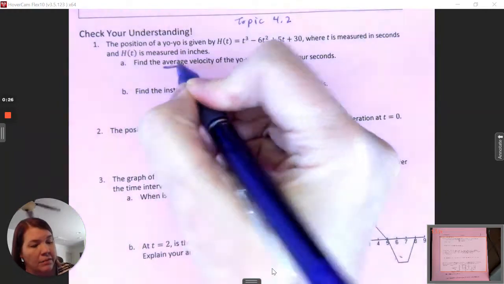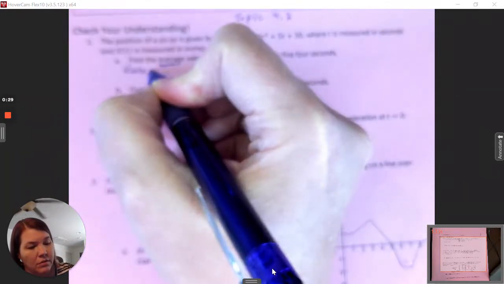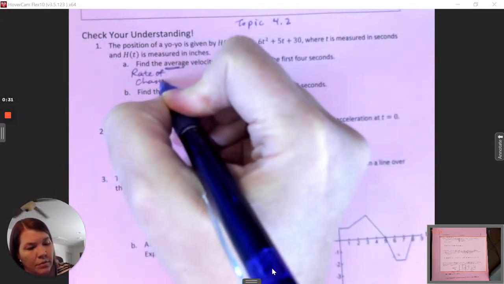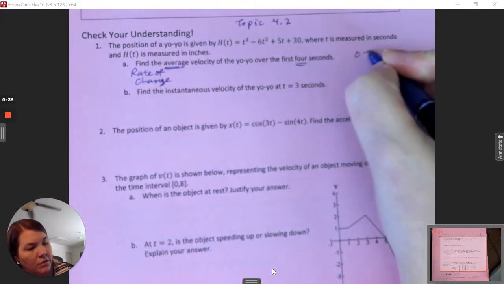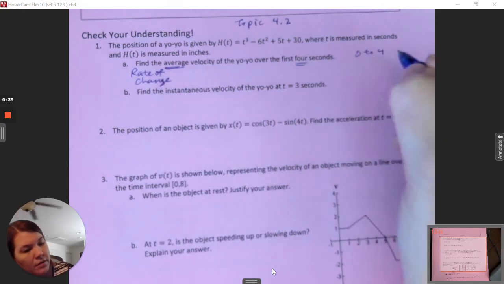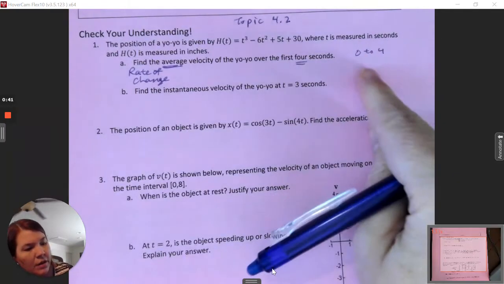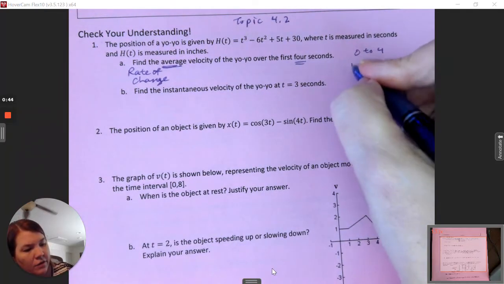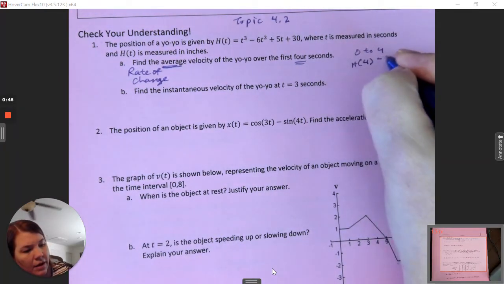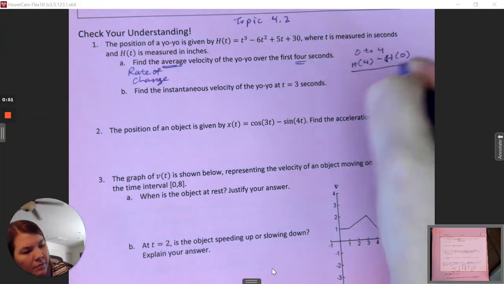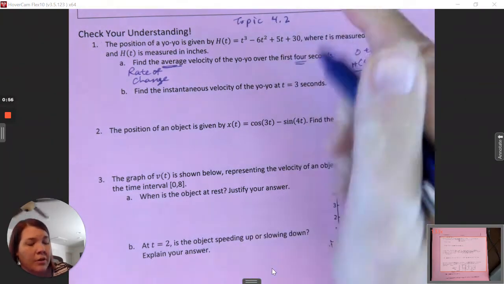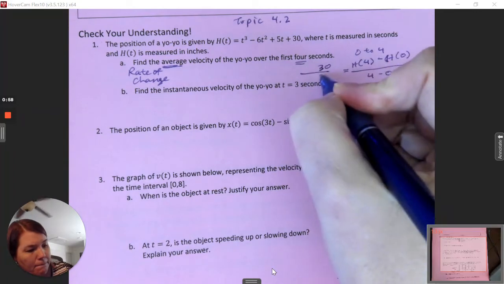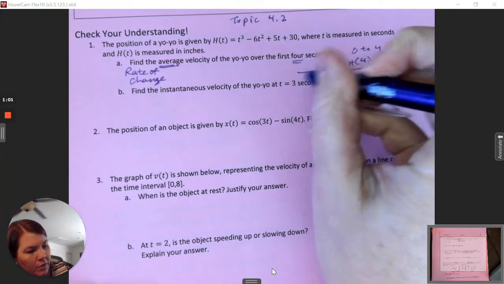So average velocity means rate of change or slope. And so over the first 4 seconds, so that's from 0 to 4. And so I need to know h of 4 minus h of 0 divided by 4 minus 0. H of 0 is 30. And my denominator will be 4.